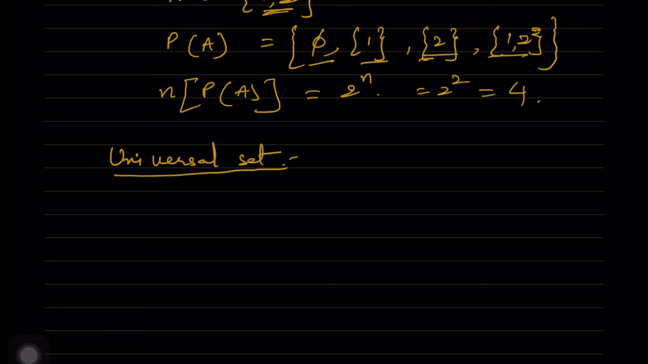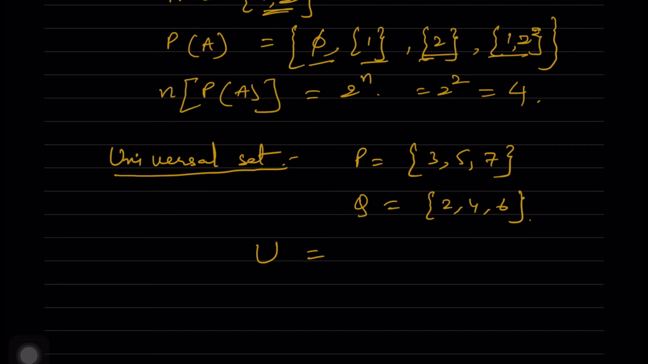What is this universal set? Any set which is a superset of all the sets under consideration. Example: suppose I say P is equal to {3, 5, 7}, and one more set I take as {2, 4, 6}. The universal set is denoted as S or U. I am writing it as U. U is equal to {2, 3, 4, 5, 6, 7}. This is called the universal set.